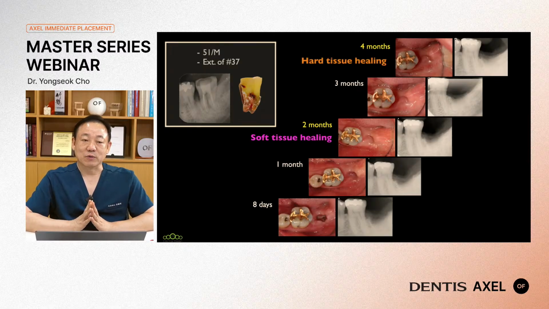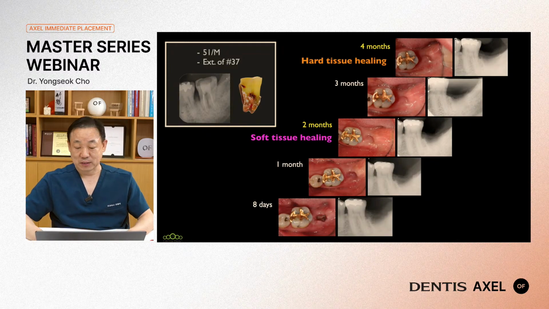Here is a patient who had the left second molar extracted, and in these pictures, soft tissue healed about 2 months later. However, the hard tissue, bone healing, was visible after 4 months. So we need more time to heal the site, to heal the bony site.